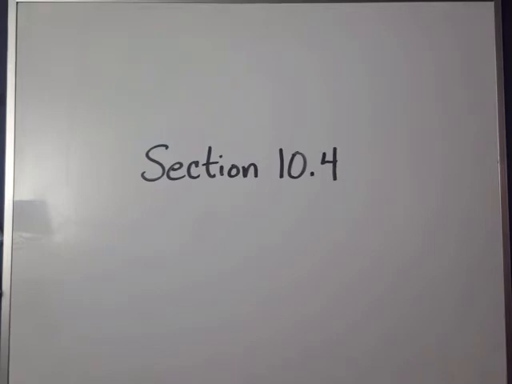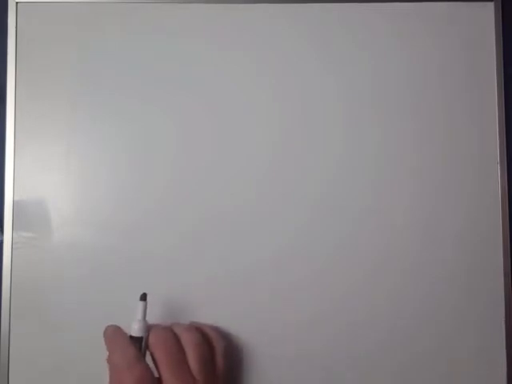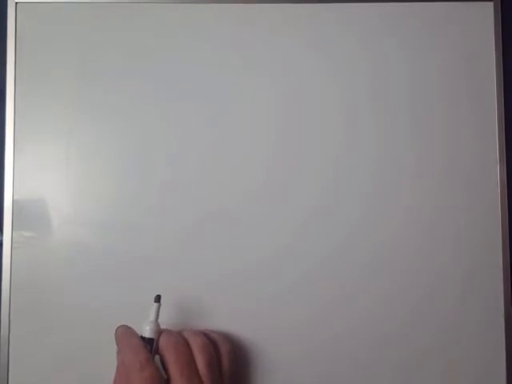Section 10.4, Adding and Subtracting Radical Expressions. This is a nice, easy section. You'll notice that this section goes on only for 2.5 pages, and of that, 2 full pages are examples. There's actually nothing new in this section. Everything that we need to know to be able to work these problems, we already have.